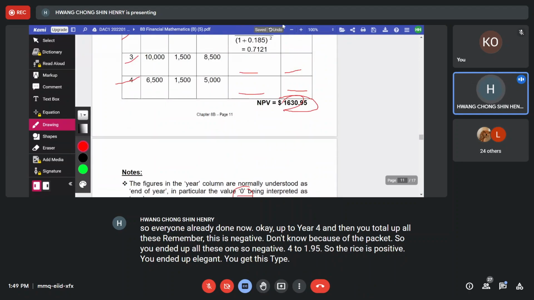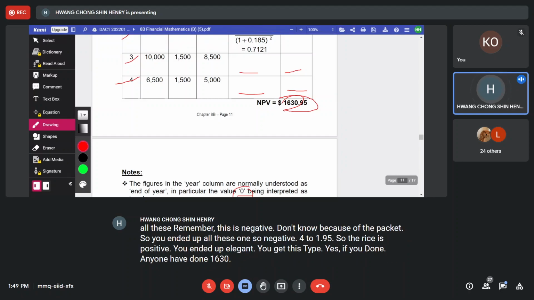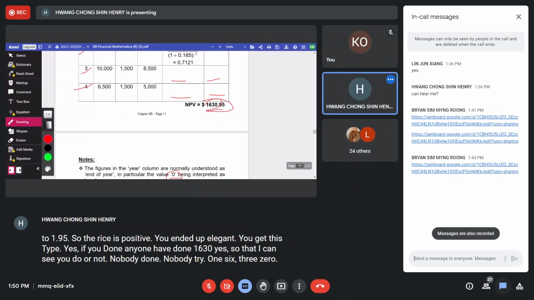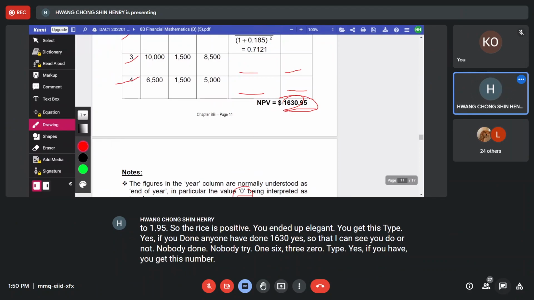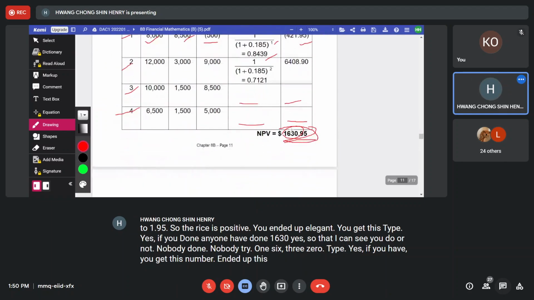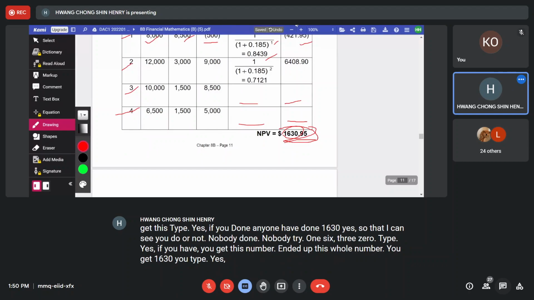Type yes if you done. Anyone have done 1630? Type yes so that I can see you do or not. Nobody done. Nobody try 1630. Type yes if you get this number. Add it up all these numbers. If you get 1630, you type yes. Nobody try because somebody type yes.